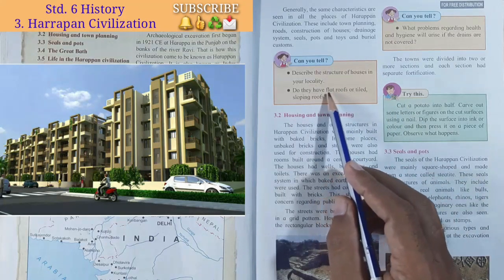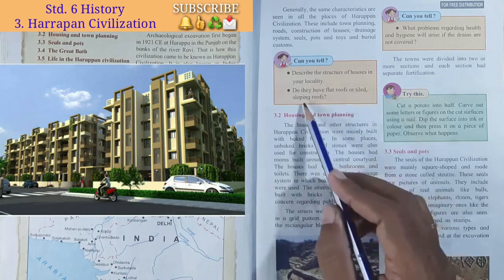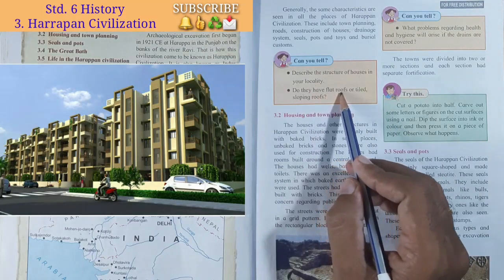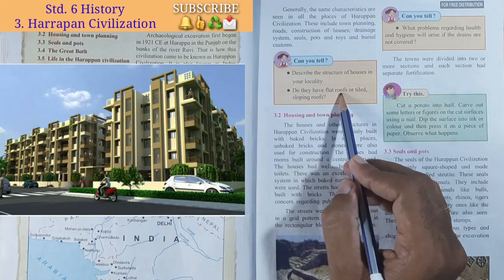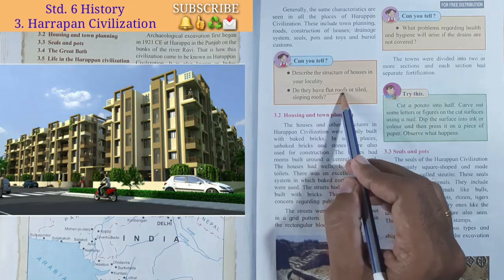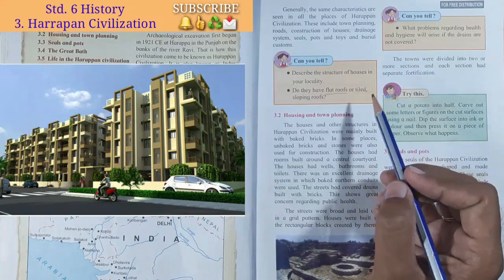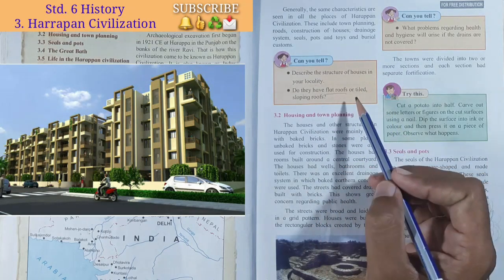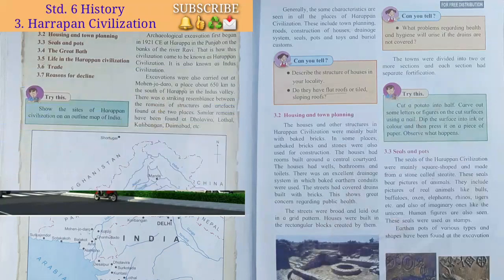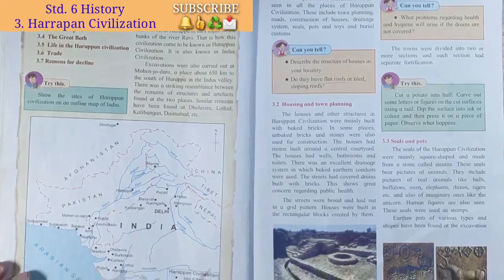Do they have flat roofs or tiled sloping roofs? Yes students, here you can tell what kind of roof the houses have. Okay, so here we have flat roofs in my locality. Okay students, you can type your answer in the comment box. Okay, yes, very good. Students, we will move further.